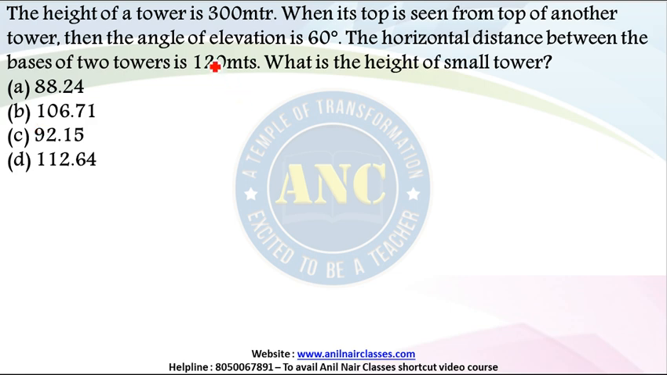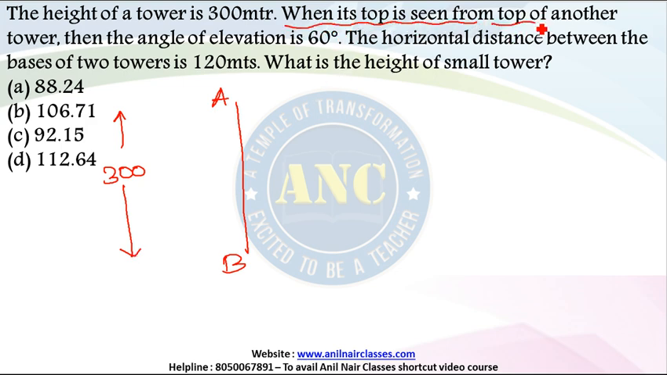Suppose the question is, the height of the tower is 300 meter. Quick solving, sir. This is AB and the height is given in the question as 300 meter. Okay. When its top is seen from top of another tower, there is another tower it seems. That tower I will call it as CD. Diagram is not drawn to the scale. Let me draw a straight line itself, sir. There is another tower. That tower I will call it as CD.